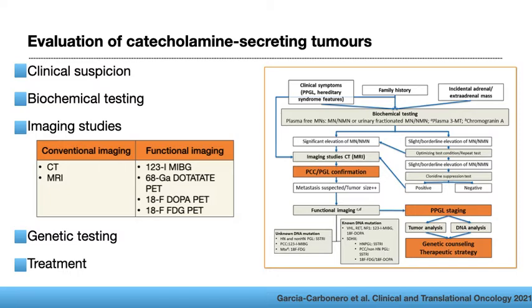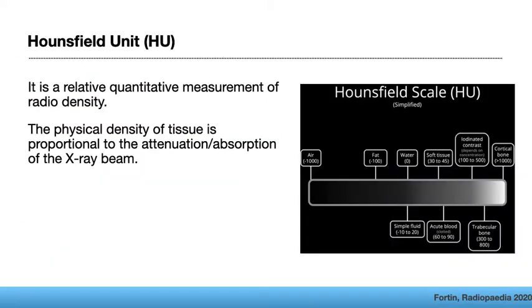So let's say we have now done our screening tests and the levels came back diagnostically elevated. The next step is to localize the primary tumor. What I usually recommend is that CT scan and MRI is your best first option for localizing the primary tumor. And I would like to begin with CT scan.